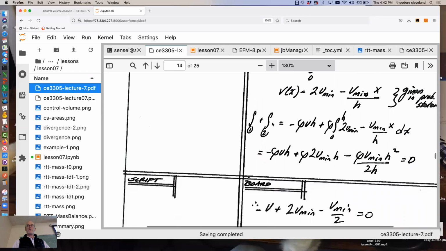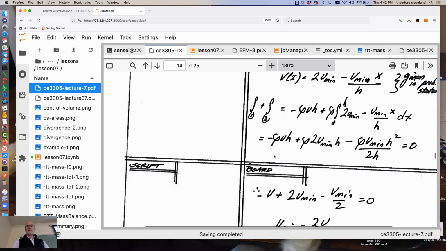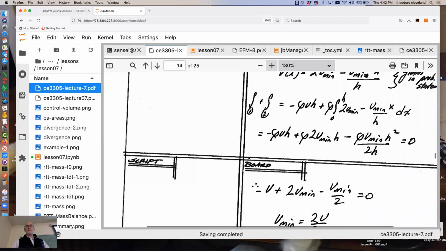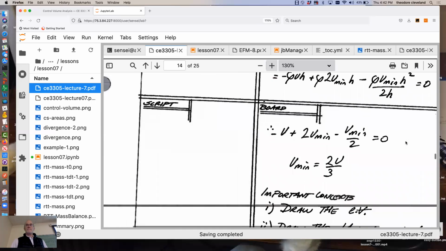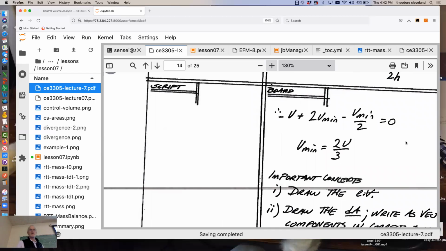And now we add the 2 integrals together, evaluate them, and we have minus rho u h plus rho 2 u min h minus rho u min h squared over 2h equals 0. We observe that the rho is the same everywhere, so we'll just multiply both sides by 1 over rho, and we come up with u plus 2 u min minus u min over 2 equals 0, and we can solve that for the minimum velocity u min in terms of whatever the approach velocity is, which is unknown.